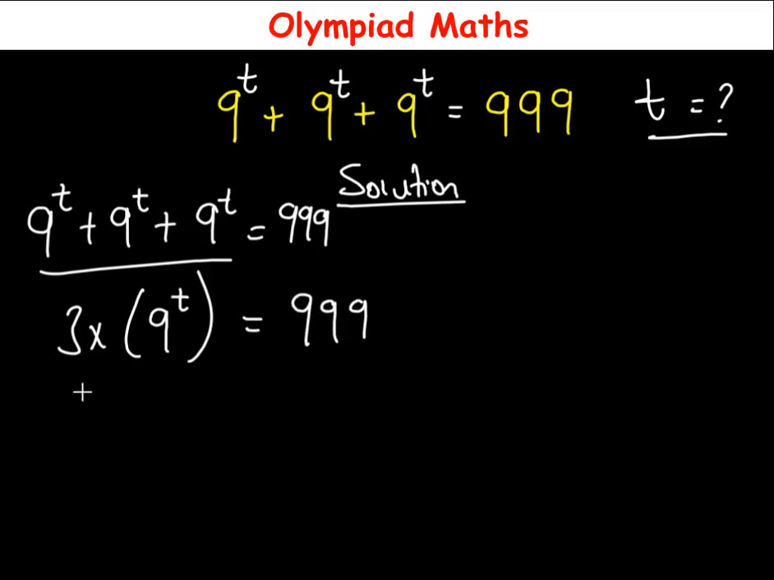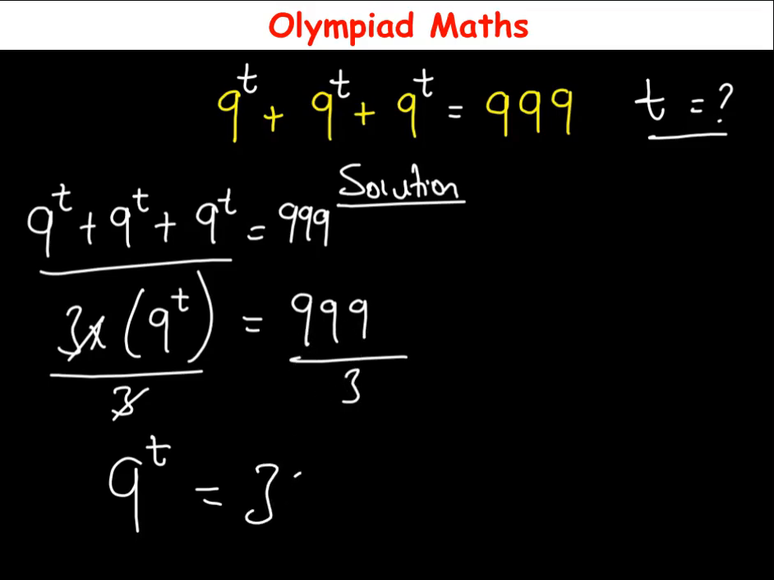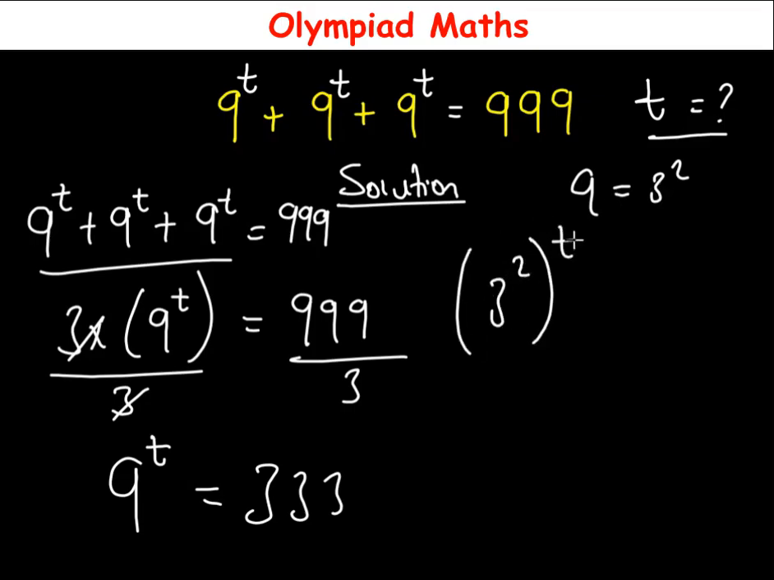With this, we are going to divide both sides by 3. Such that 3 divided by 3, what you have is 9 raised to the power t is equal to, now if you divide 999 by 3, what you have is 333. So with this, 9 can be written as 3 squared. So in place of 9, we'll bring in 3 squared.